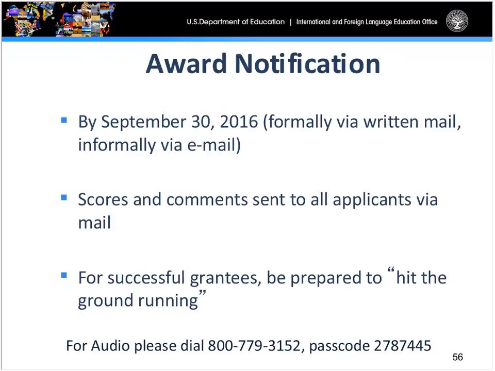All right, award notification. Again, the end of the fiscal year is September 30th of the fiscal year, so this year will be September 30th, 17. Scores and comments will be sent. For successful grantees, be prepared to hit the ground running.